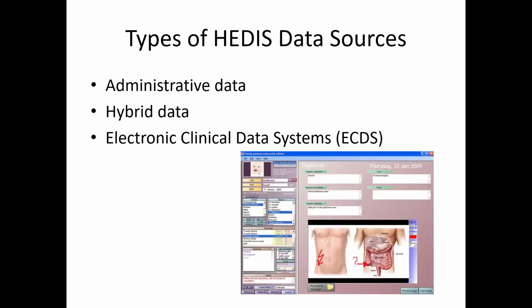So you can see here the different types of data. We talked about administrative data. Larger health plans sometimes will use a hybrid data approach where they'll have both medical record review and administrative data. And sometimes they'll take things straight out of the medical record itself. So you can see here we have a screenshot of an electronic health record. And these are the types of things that sometimes get submitted with HEDIS data submissions.